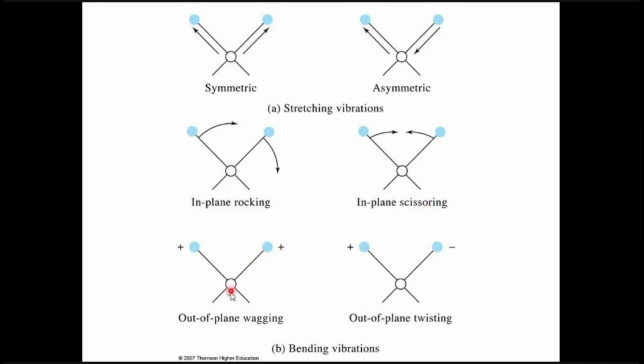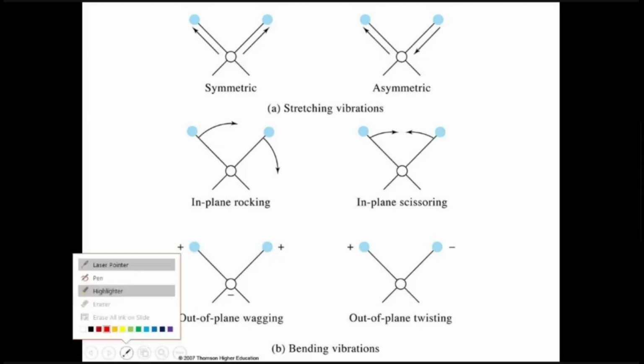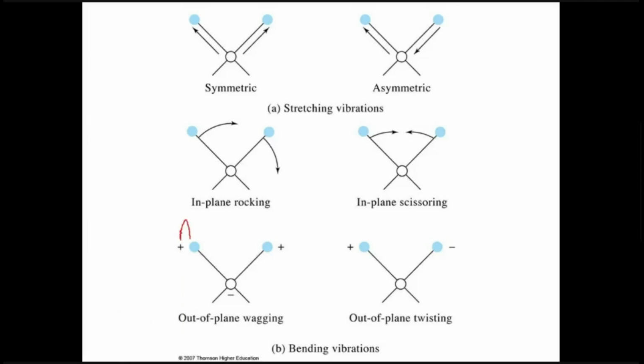Now, the next type of vibration is out of plane vibration. That means this central atom is relatively stationary. These two atoms are together coming out of the plane and going behind the plane. Coming out of the plane and going behind the plane, and their relative position to each other is remaining in one plane. So if I have to name the atoms, suppose this is atom A, this is atom B, and atom C.